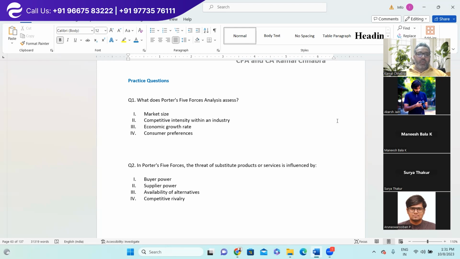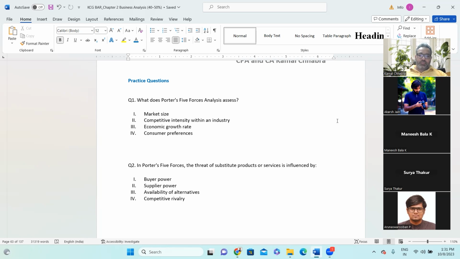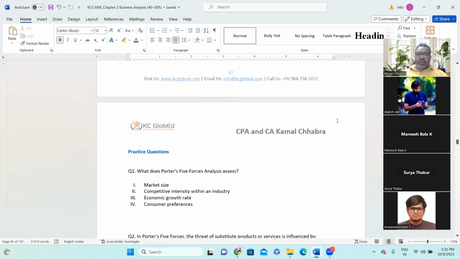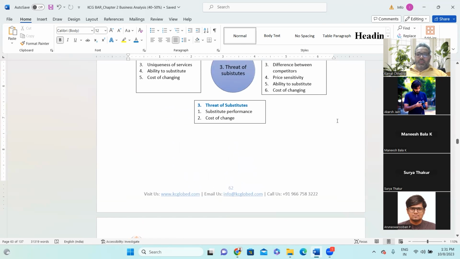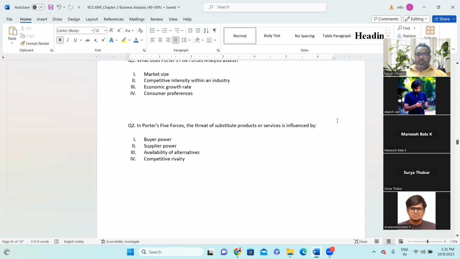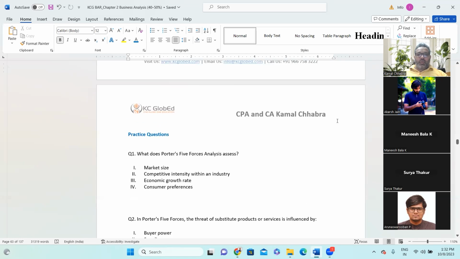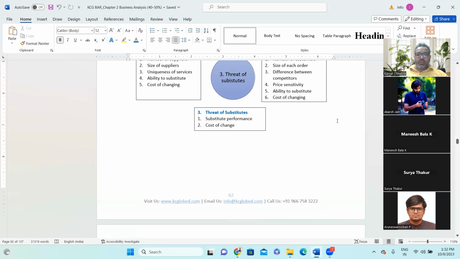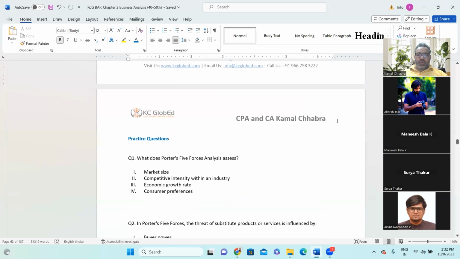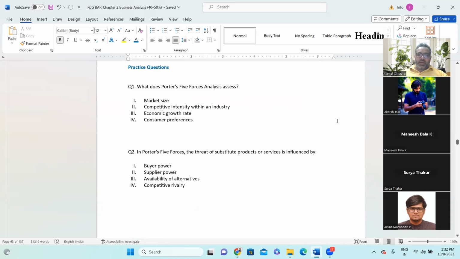Second is, in Porter 5 force, the threat of substitute product or services is influenced by what? Buyer power, supplier power, availability of alternative, or competitive rivalry. Availability of alternative. Competitive rivalry. No, if you see threat to substitute, right? So that's availability of alternative. Okay. Right?